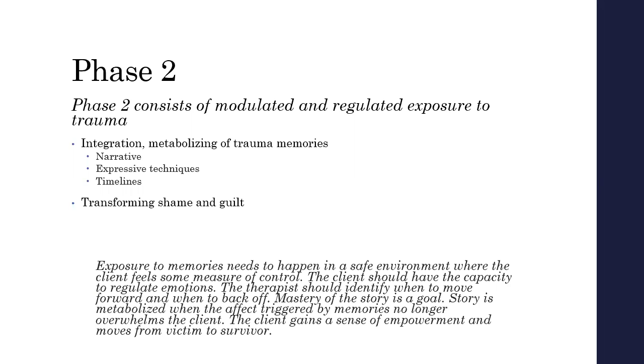Phase 2 consists of exposure to the trauma through various means. Various means can be used to integrate or metabolize the trauma. It is modulated and regulated exposure, and that is very important to understand that the trauma story is titrated based on the client's ability to manage the affect associated with the trauma.